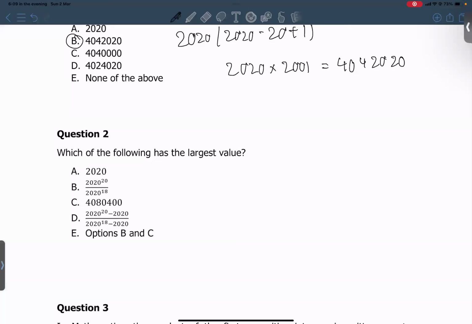Okay, so everyone, you will have a few minutes to do this problem. I'll answer this very soon.